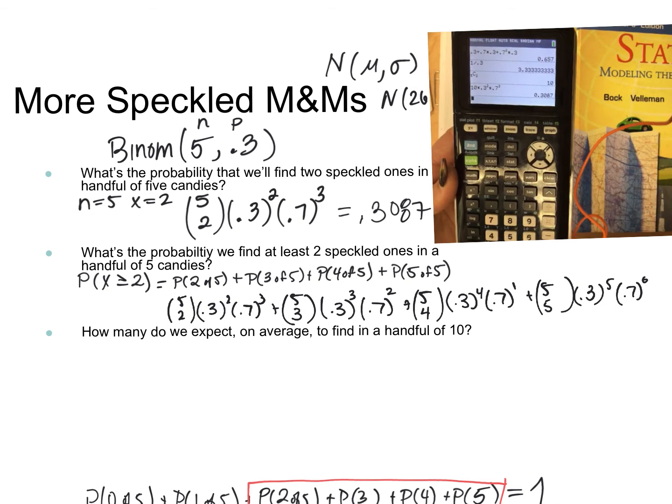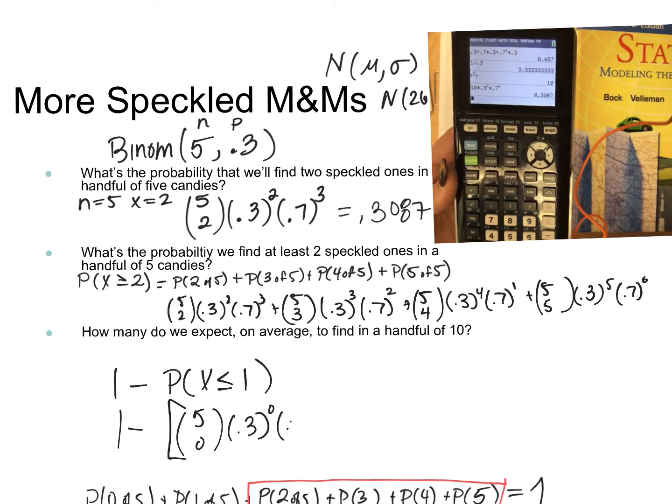We'll answer this question at the end. But now if I do 1 minus less than or equal to 1, then I only have to do 5 choose 0, 0.3 to the 0, 0.7 to the 5th, plus 5 choose 1, 0.3 to the 1, 0.7 to the 4th. Less work, right? Less stuff to type in the calculator, therefore less chances to make a mistake with typing something into the calculator.